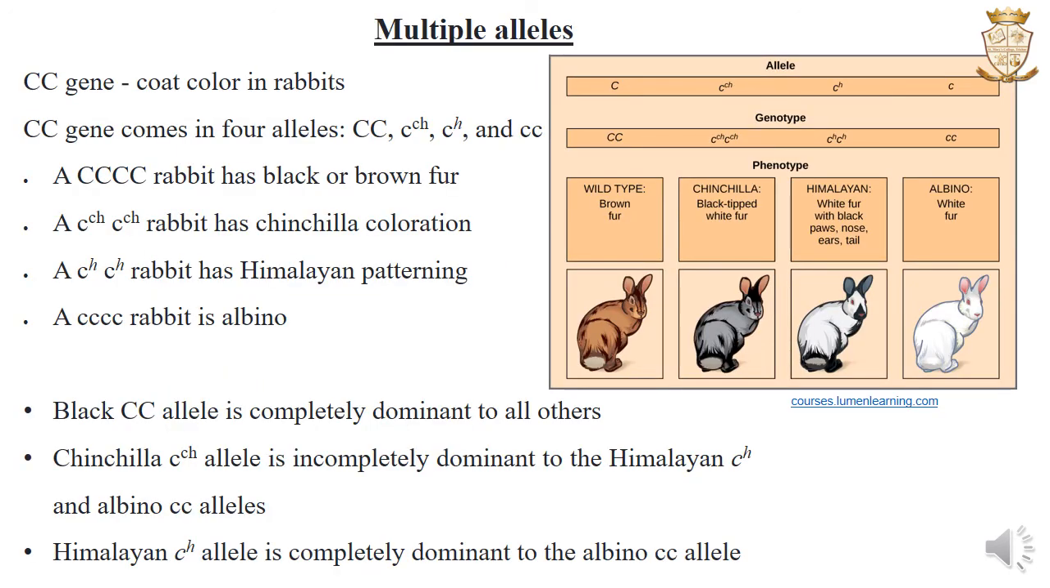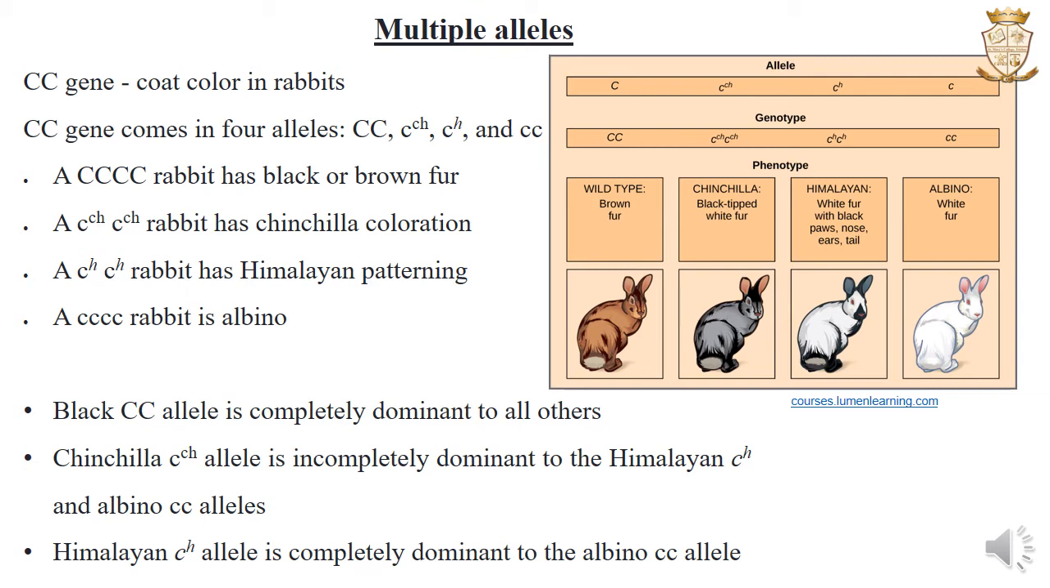Now we will discuss multiple alleles. Although human beings and all other diploid organisms have only two alleles for a given gene on an individual level, there will be multiple alleles at a population level. As a result, different individuals in the population may have different pairs of these alleles. This could be easily explained by the coat color gene in rabbits.